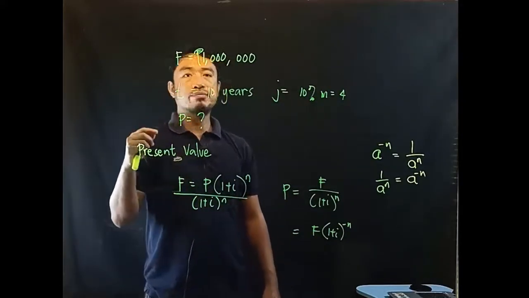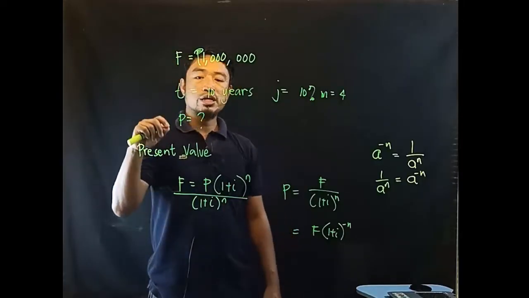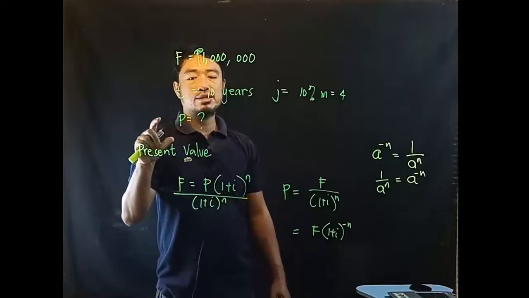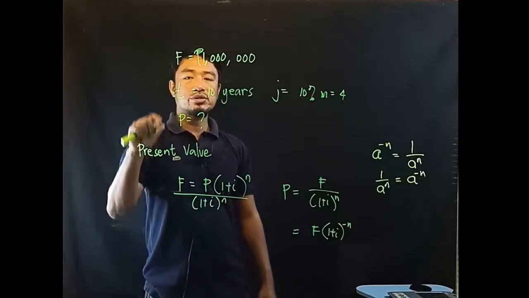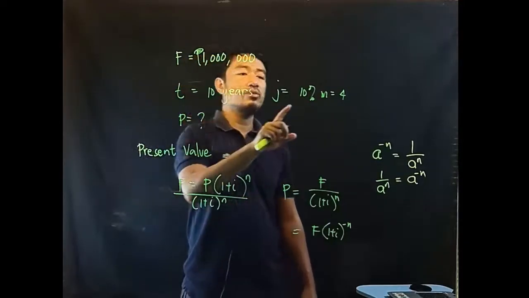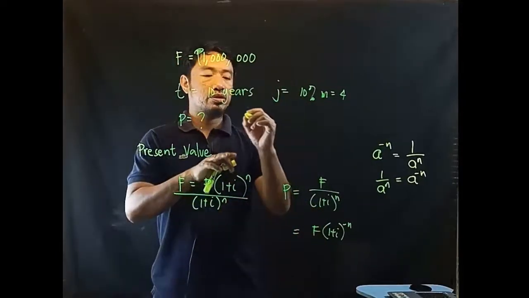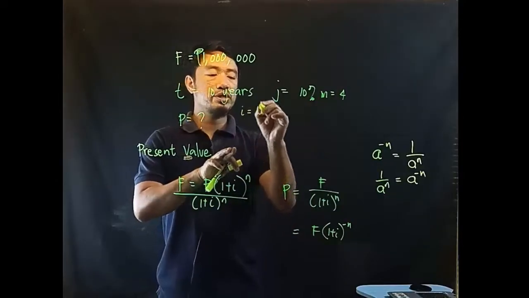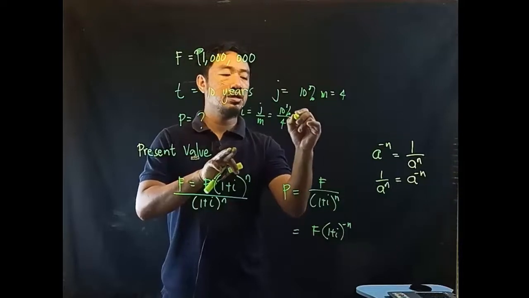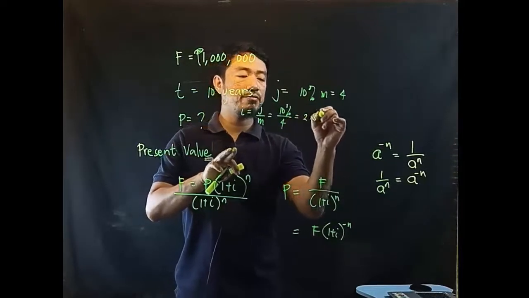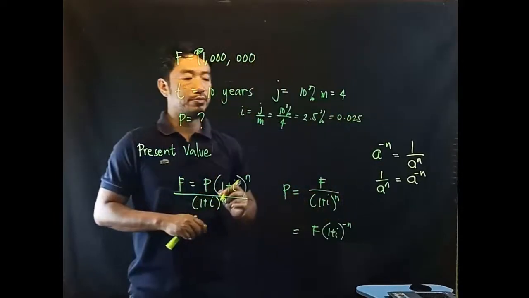And going back to this example, we're looking for the present value, or the amount that should be invested at present in order to gain 1 million pesos for a period of 10 years with an interest rate of 10% compounded quarterly. So the value of i is equal to j over m equal to 10% divided by 4 equal to 2.5%, or this is 0.025 in decimal form.